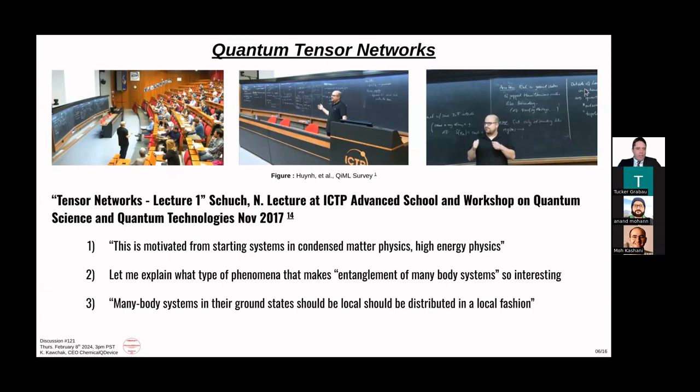Now this is another one. This is Enshu, and this is ICTP Advanced School and Workshop on Quantum Science and Quantum Technologies. And this one's one of those more, we know about quantum many bodies, and he actually referred to it as few bodies, to the point where it's very hard to study a many body system as opposed to the points around a specific body. And he says it's motivated from systems starting in condensed matter physics, high energy physics, possibly quantum chemistry.